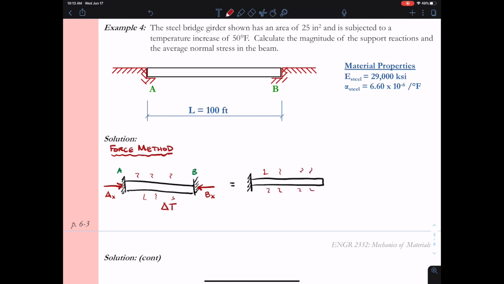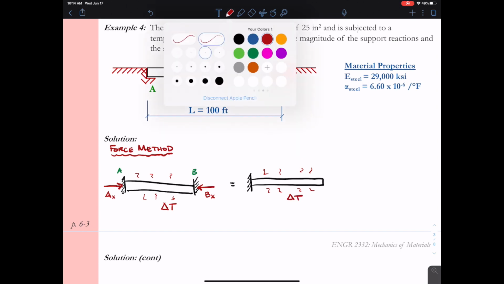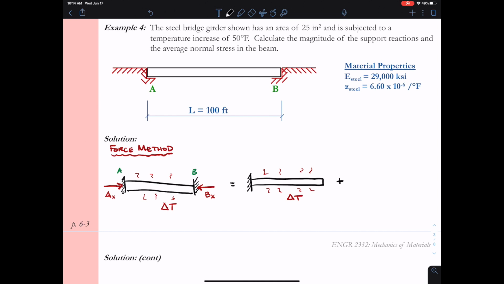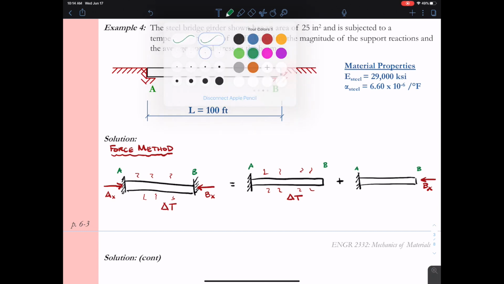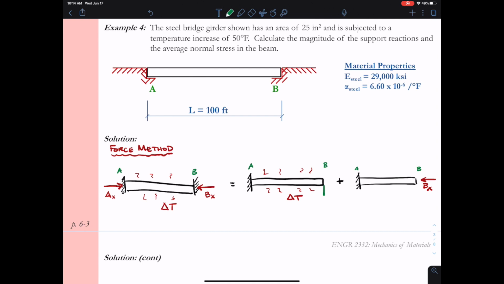So first, I'm going to eliminate the wall at B. What would happen if I was only connected at A and I applied the temperature increase? But that's not real. I really do have a reaction at B. So in my second free body diagram, I want to include the effect of just the reaction at B. So you see that my temperature effect is accounted for in my first free body diagram, and my reaction force is accounted for in the second free body diagram, and together those two cases will add back to my original case.